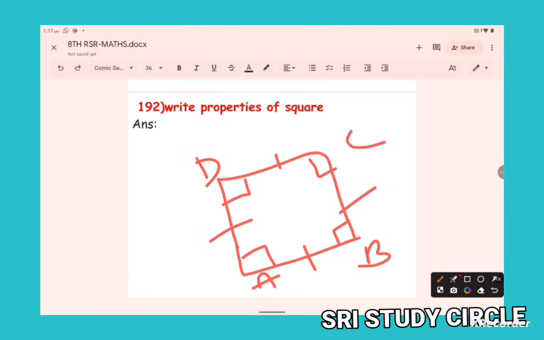The diagonals are mutually perpendicular bisectors of each other. The length of the diagonals is equal. All sides are equal. All angles are equal, each angle is 90 degrees. All these are known as the properties of the square.